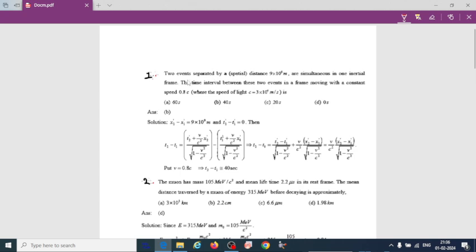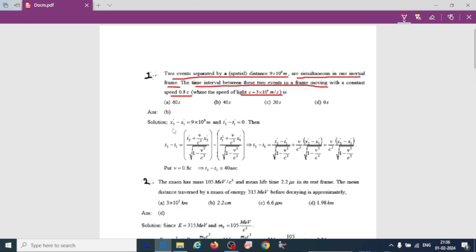So here is the first question. The two events separated by a spatial distance 9 into 10 to the power 9 meter are simultaneous in one inertial frame. The time interval between these two events in a frame moving with a constant speed 0.8c, where the speed of light c is equal to 3 into 10 to the power 8 meter per second, is. So here are the two events they have given.